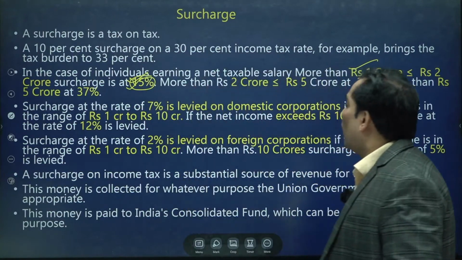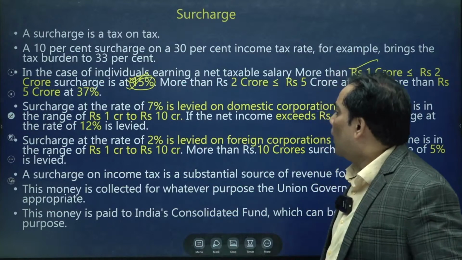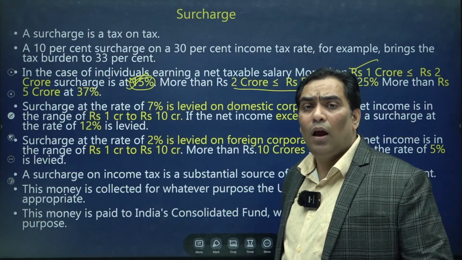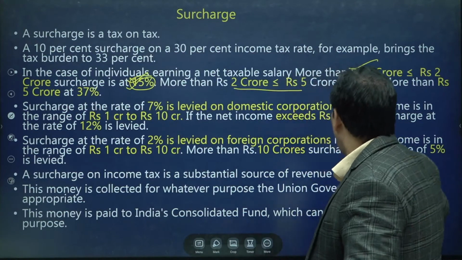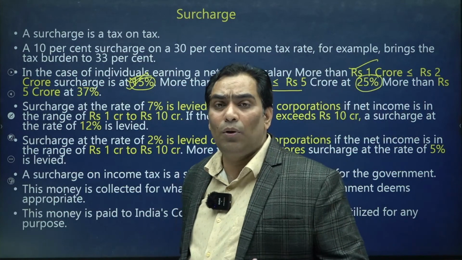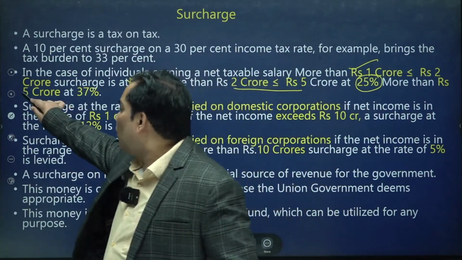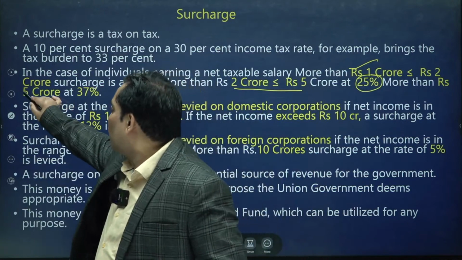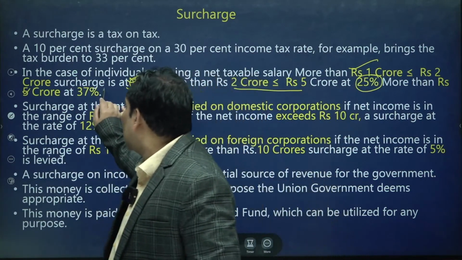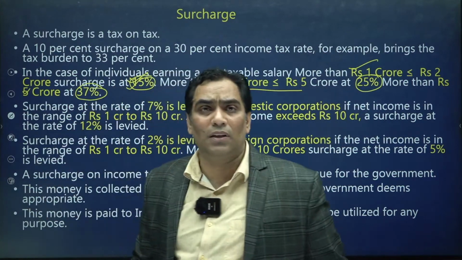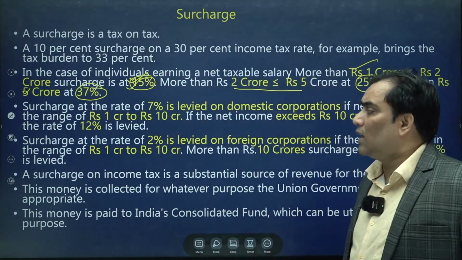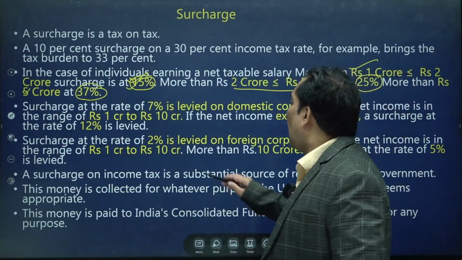The individuals who have income of 2 crore to 5 crore have to pay surcharge on their tax liability at the rate of 25%. And the individuals who have income of more than 5 crore have to pay surcharge on their tax liability at the rate of 37%. The surcharge for domestic companies is 7%.